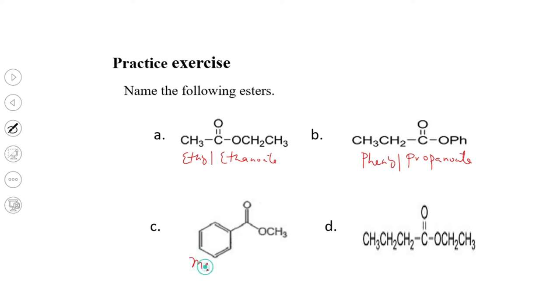C, alcohol portion, methyl. Acid portion, benzoate. Methyl benzoate. D, alcohol portion, ethyl. Acid portion, 1, 2, 3, 4, butanoate.